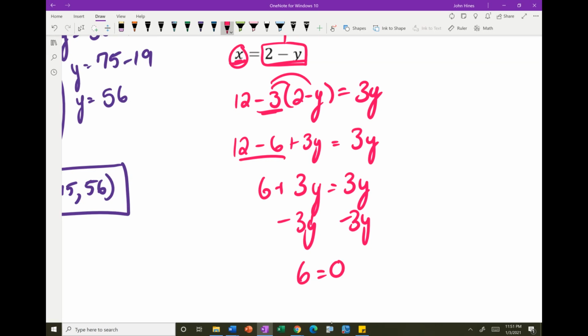So what that tells me, this is not true. This tells me there are no solutions to this system. There are no solutions to this system of equations here because I got a false statement.